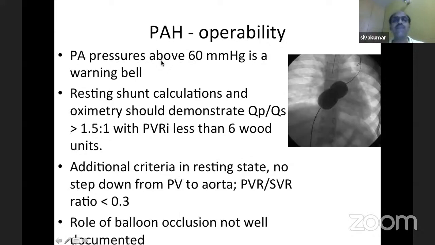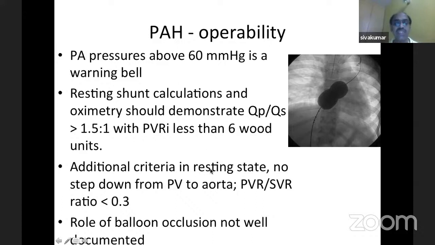PAH operability: whenever the PA pressure is more than 60 millimeters of mercury, it's a warning bell and you need to do a cardiac catheterization. And in catheterization, if you get a QP by QS of more than 1.5 with an indexed PVR less than 6 Wood units, these patients are operable.